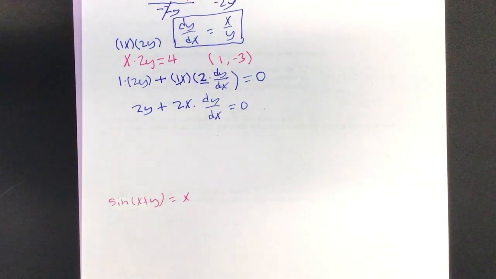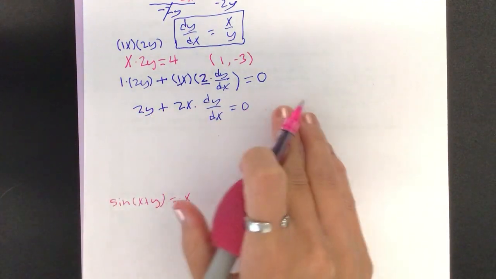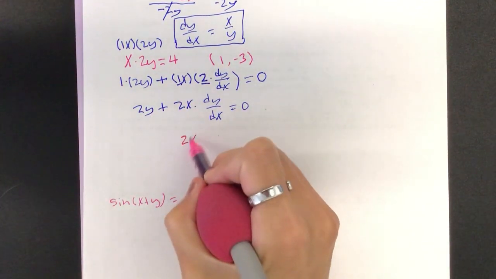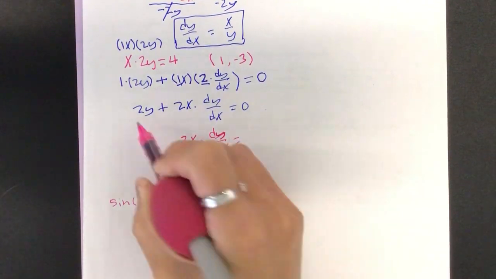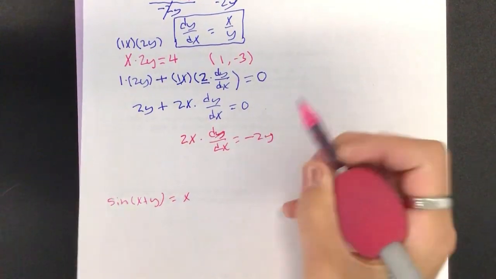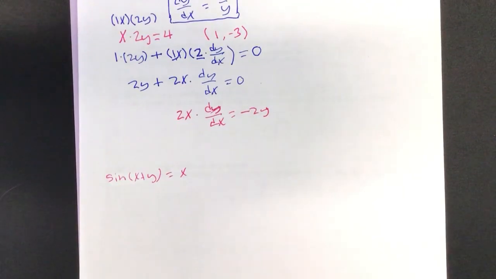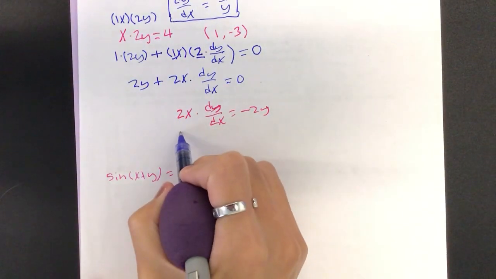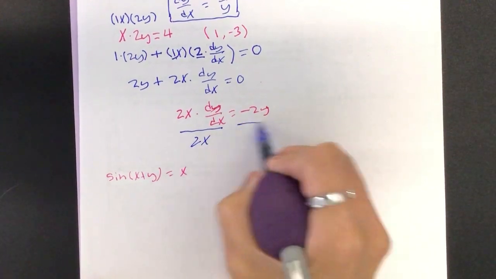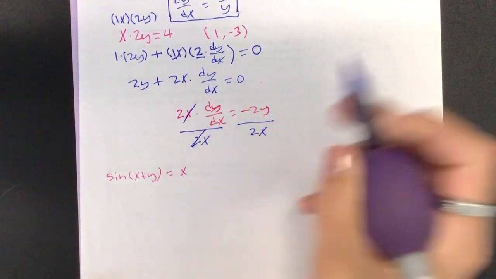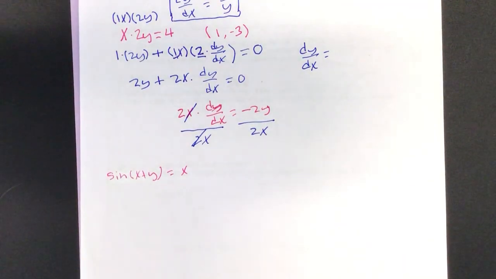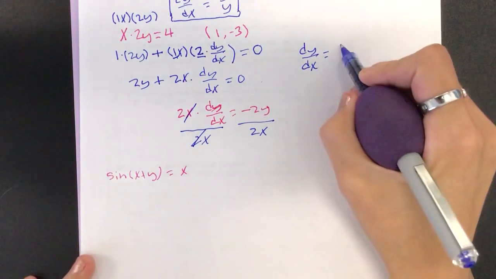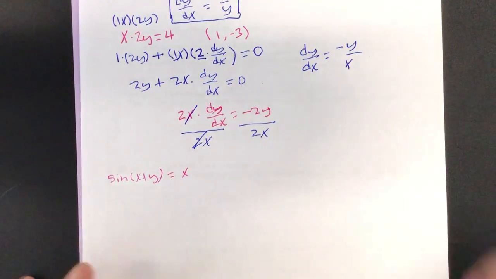What am I going to do to 2y? What do I do? Subtract. So I'm going to keep 2x dy over dx, and remove the 2y over by subtracting. And then what is my last step, just like the previous one? Divided by 2x. So that goes away. So we have dy over dx. Now this time, it's going to be what kind of y over x? Negative y over x.